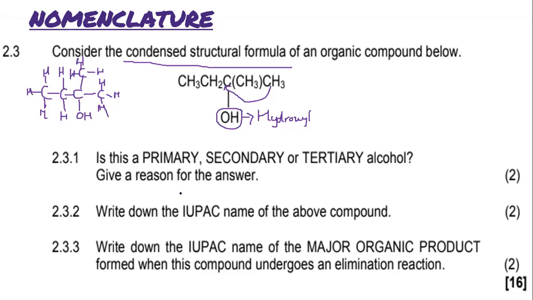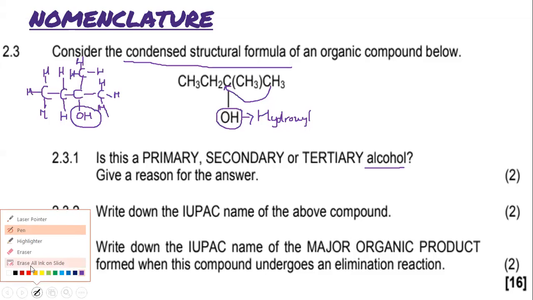The second mark will be for the reason. Now, if you want to check if a molecule is primary, secondary, or tertiary, because it's an alcohol, you are going to focus on the hydroxyl group, which is the functional group. There is the OH, and this OH is bonded to this carbon. Can you see that the carbon that is carrying the functional group is bonded to how many carbons?